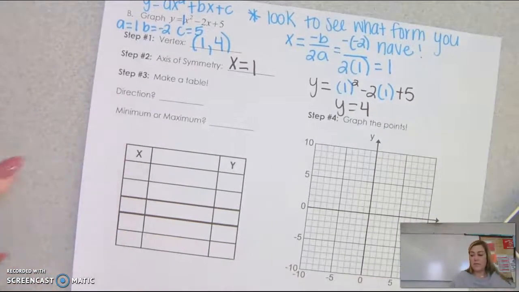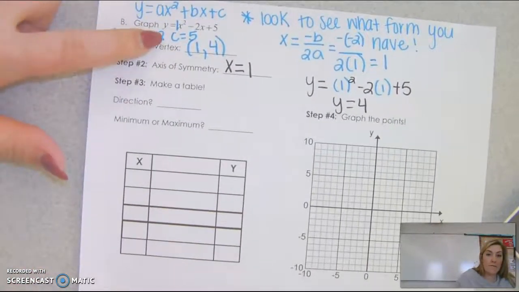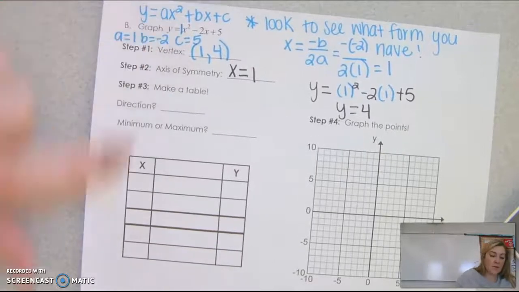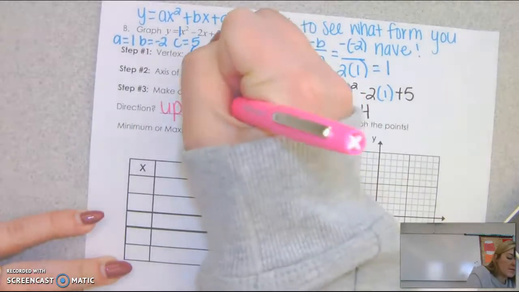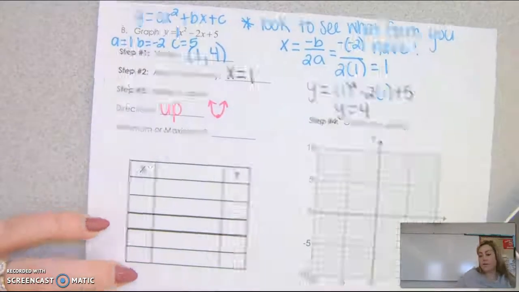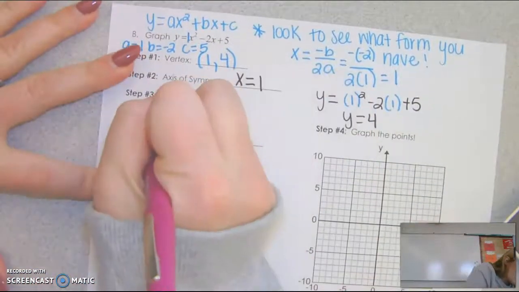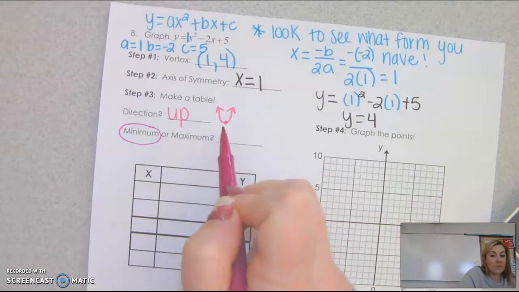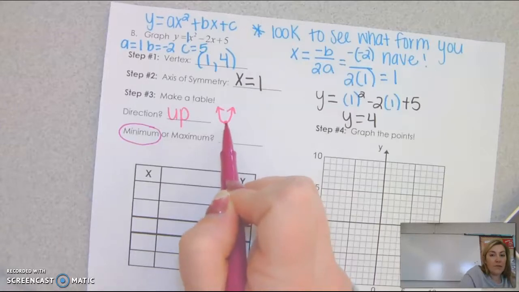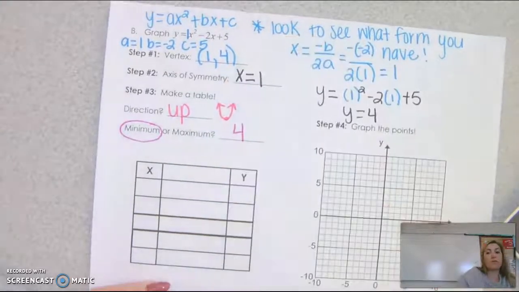Then I would make my table. The table we have is already given to us. Now I need to decide what's going in. That first number is positive. So my direction is going up. It would look like this, with my vertex right there. Since it's going up, that means I have a minimum value because my vertex is all the way at the bottom of the graph. And then my minimum value is the y value of my vertex. So my y value is 4.